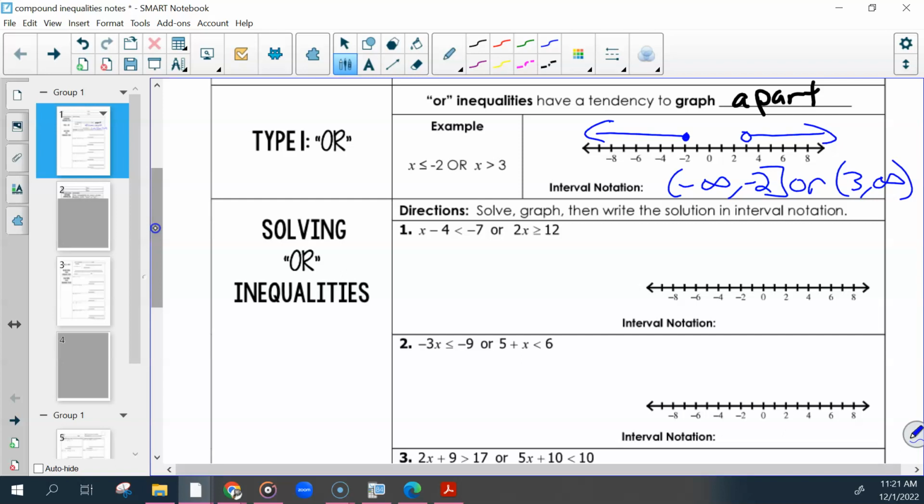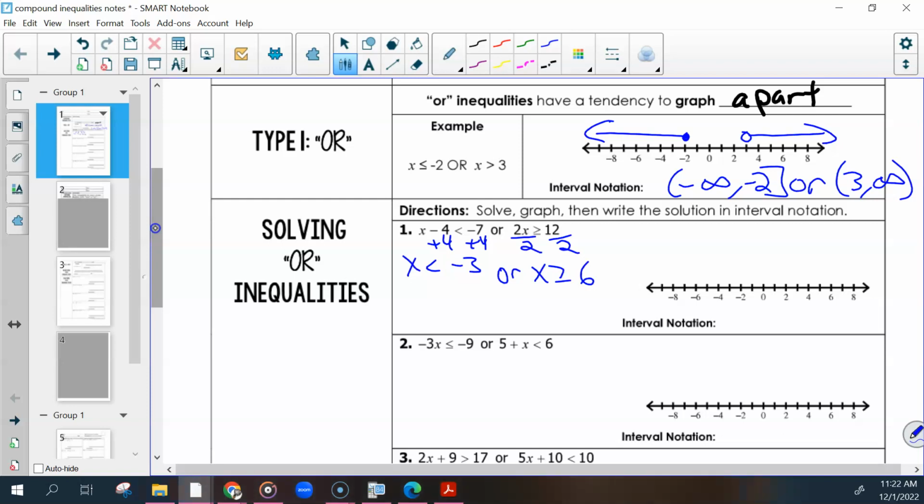So let's try number 1. With our or inequalities, we're going to solve both of these inequalities separately. So what we do to one, we do not do to the other. Solve them as two separate things. So for this first one, we would add 4 to both sides. For the second one, we would divide both sides by 2. Once you have your final 2 answers, put an or in between them. So that is your inequality answer.